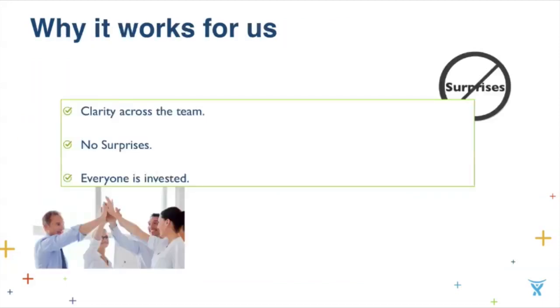All right, so why does Scrum work for us? Scrum really provides clarity across the team. Regardless of where you're located or what your role in the project is, you can easily see what's already done, what's coming up next, and where things are as far as priority goes. So there's no surprises. If you're a business owner, you get those demos every 2 weeks to see how things are progressing with the product.